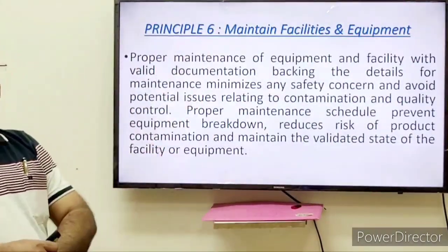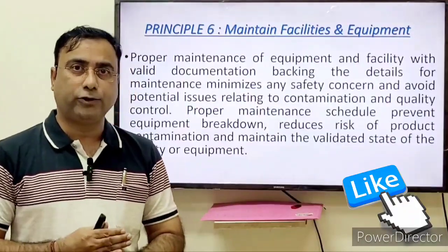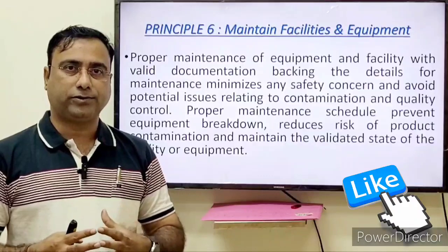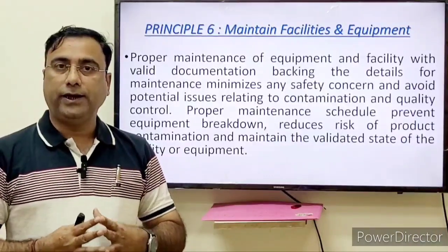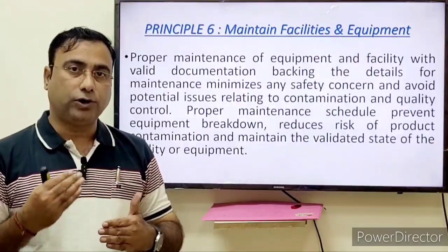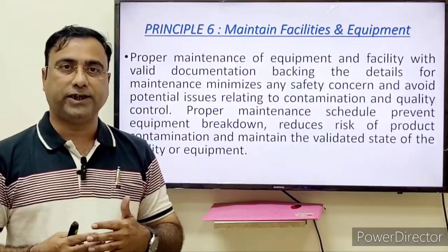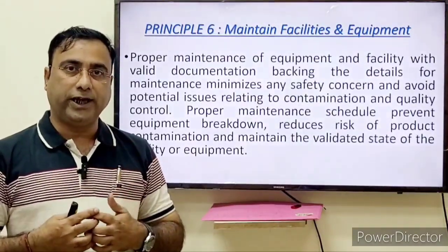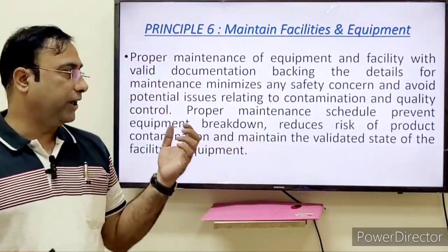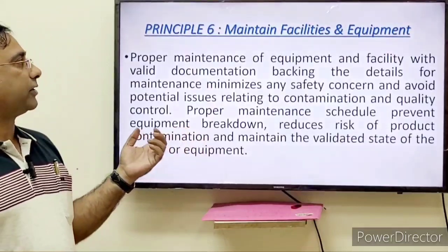Now principle 6 says maintain facility and equipment. At the time of installation or construction, you thought about integration and did accordingly. Now to maintain this, you must follow autonomous maintenance and planned maintenance, so that there is no breakdown and no impurities come from there and mix with the products.